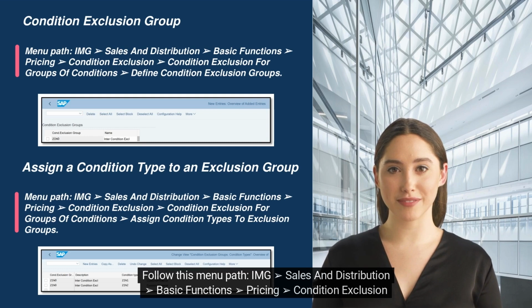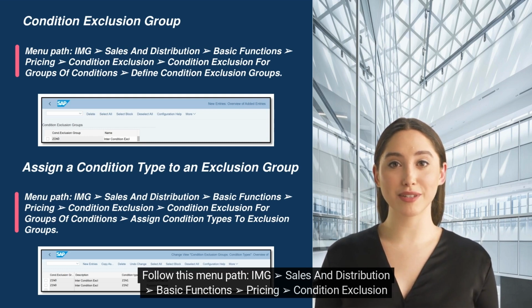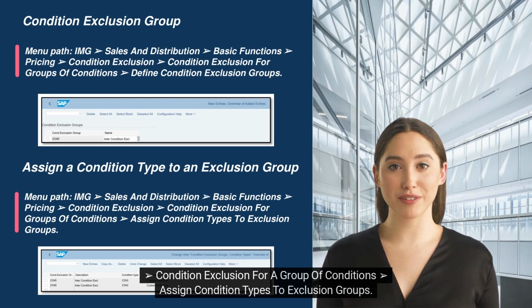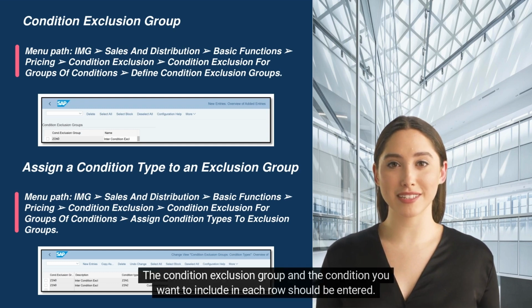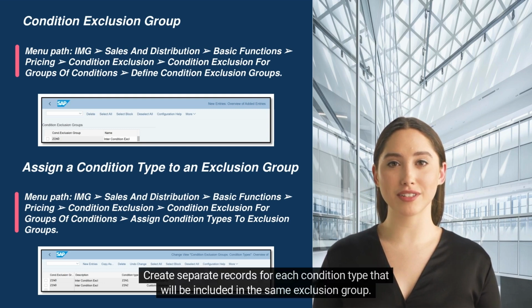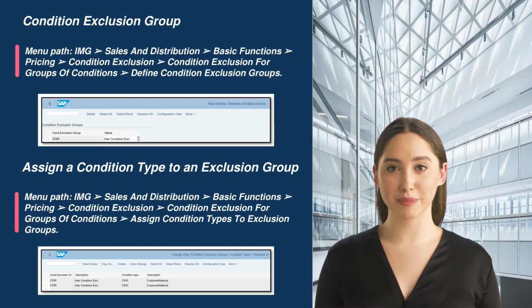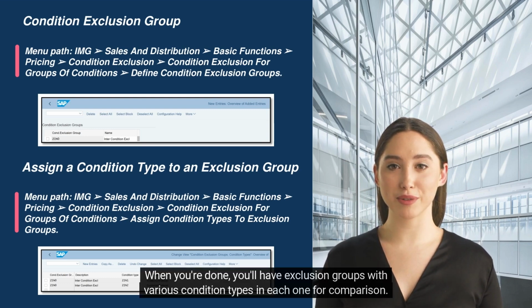Follow this menu path: IMG, Sales and Distribution, Basic Functions, Pricing, Condition exclusion for a group of conditions. Assign condition types to exclusion groups. Select new entries. The condition exclusion group and the condition you want to include in each row should be entered. Create separate records for each condition type that will be included in the same exclusion group. When you're done, you'll have exclusion groups with various condition types in each one for comparison.